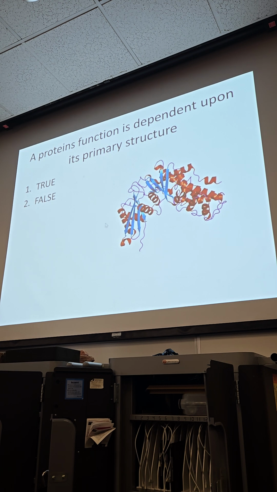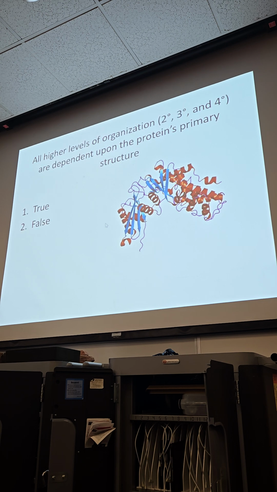Reread the question. Is protein function dependent upon its primary structure? You think it's true? I put false because I thought it depends on the structure. If you take away quaternary structure, will it work? No, therefore this is false. Oh, okay. I put true, but I thought, yeah.